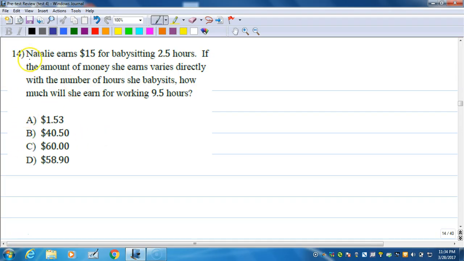Number 14. Natalie earns $15 for babysitting 2.5 hours. $15 for 2.5 hours. If the amount of money she earns varies directly, when you see varies directly, it means you're going to cross multiply and make some fractions, alright? Varies directly, make some fractions, and cross multiply, and divide. That's why I already made this fraction. For the number of hours she babysits. How much will she earn if she works 9.5 hours?